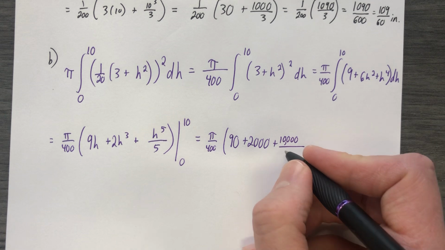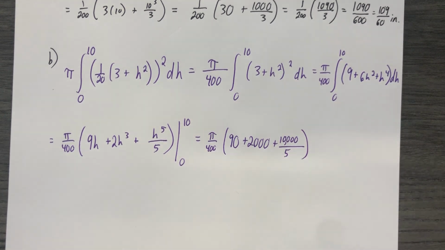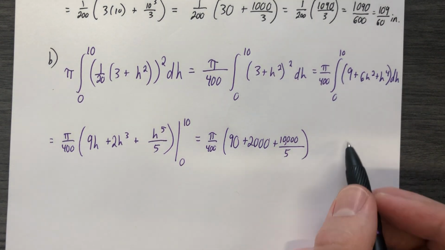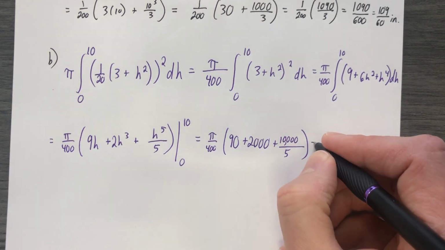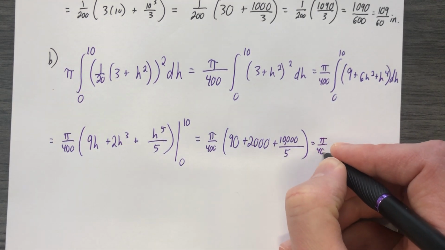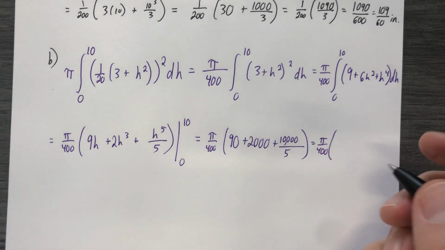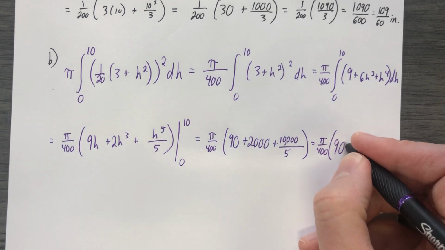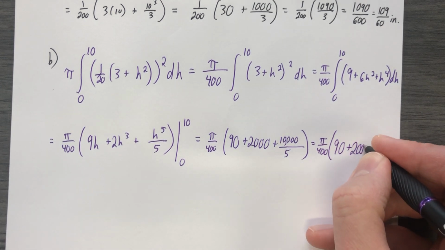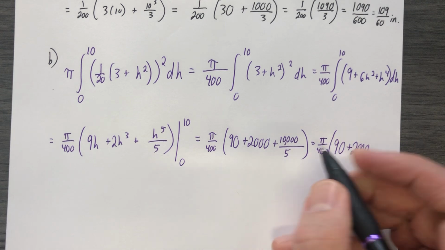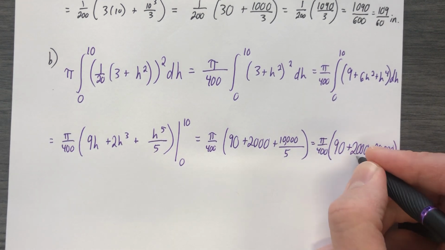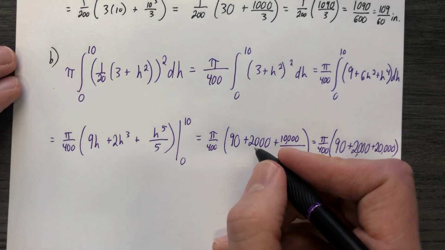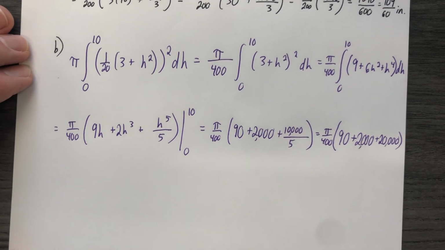I'm going to put a comma in that just so I can keep my place. There we go. And again, subtract 0 going into all those changes nothing. Okay, let's write another step. Pi over 400. And I'm going to write a step that you can skip if you want to. 90, 2,000. And 10,000 divided by 5 is 20,000. There we go. Another comma there just because I feel like it.